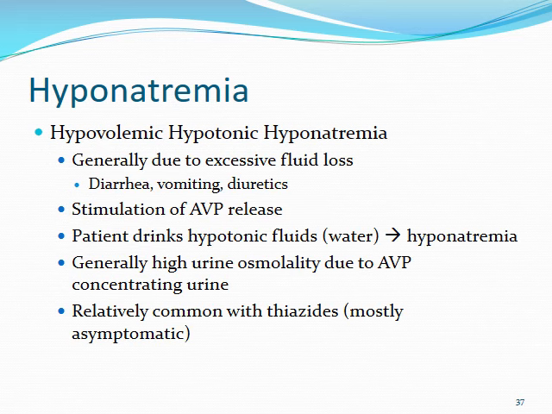So looking at a hypovolemic, hypotonic hyponatremia, these are your patients who are going to have lower plasma volume, they're hypotonic, and the sodium is going to be low, right? Generally this is going to be due to excessive fluid loss. So you see this most commonly with things like diarrhea, vomiting, or diuretics, either higher doses being used for chronic periods of time, or even some patients who will actually abuse these for weight loss purposes. You can see this.